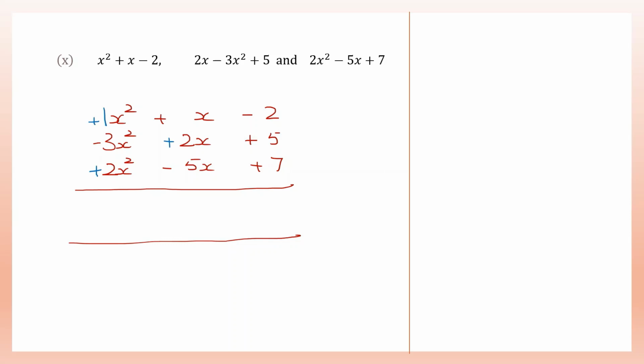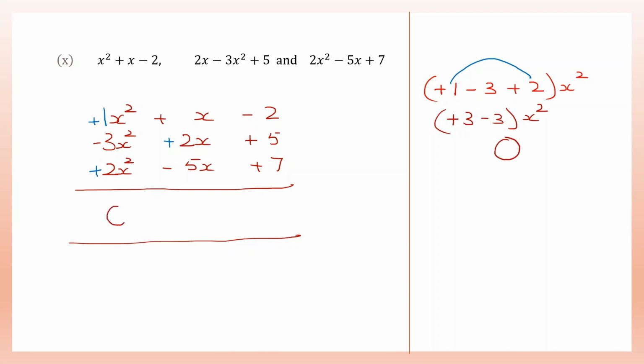Okay, let's start. Now x square, let's write down in the working column only the numbers. Plus 1 minus 3 plus 2 x square. Add up the numbers which have the same sign. Okay, so we've got plus 1 plus 2 is plus 3 minus 3 x square. So plus 3 minus 3 is 0. So we write down 0 here. Let's go to the next column.